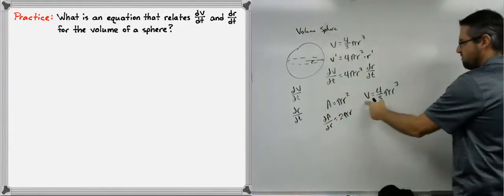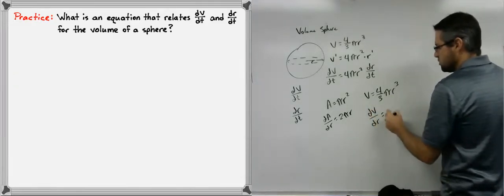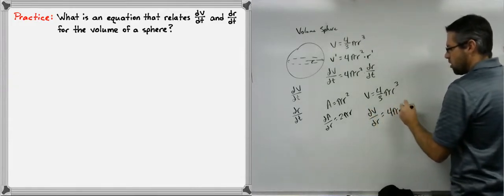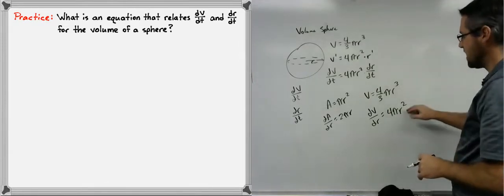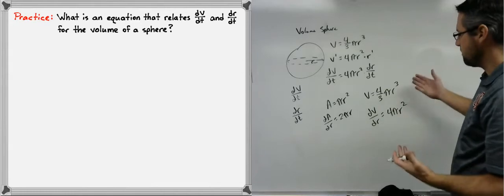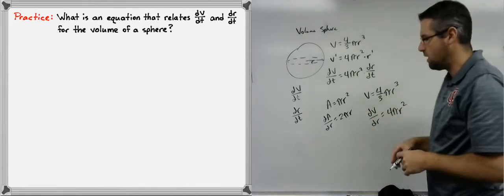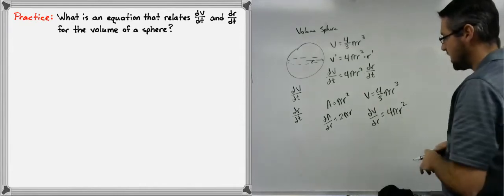What's the derivative of volume with respect to r? That'd be dv dr is equal to 4 pi r squared. And I don't have to say times r prime in either one of these because r is the variable in this case. So if I want to use the chain rule, what's the derivative of r? The derivative of r is 1.